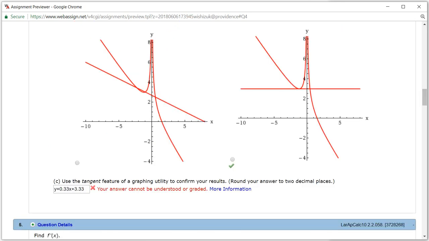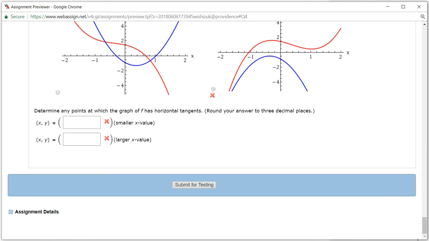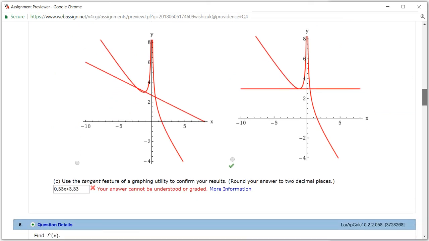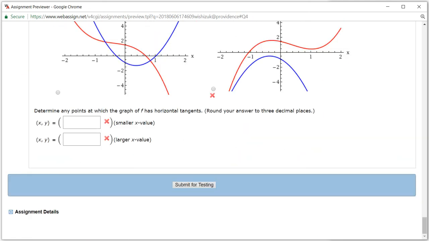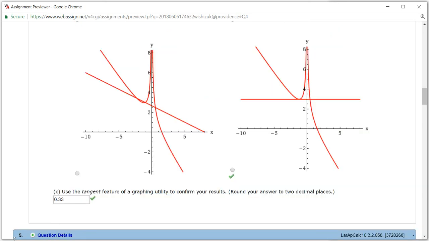It came back and it looks like it didn't like my answer. I'm not sure. Maybe do this. Let's check the answer. Submit for testing. It came back and looks like it didn't like my answer either. Maybe they're just asking for the slope, so it's going to be 0.33. Let's check the answer here. It came back and looks like that's what the question was looking for, but it wasn't very clear. But the slope is about 0.33. That's it.